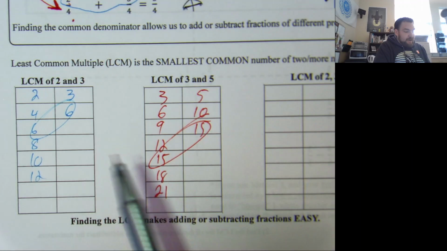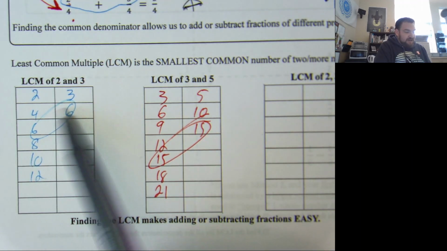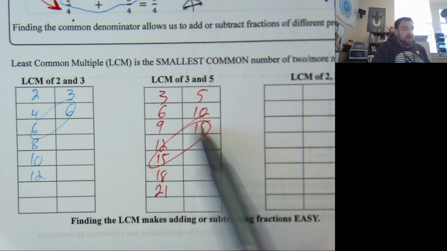What is interesting about 2 and 3 with their least common multiple and 3 and 5 and their least common multiple?